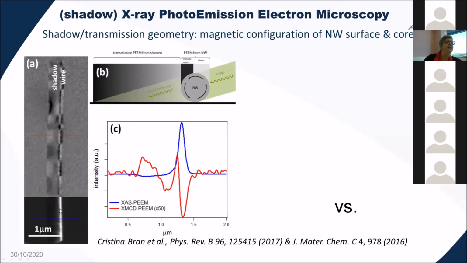This is the direct image. You can see in the direct image, in the sum, in the elemental image, one only sees where the cobalt is. The cobalt is here, but in the shadow on the substrate, one can see also magnetic contrast, no? And then one can recalculate back what the inside of the wire looks like.